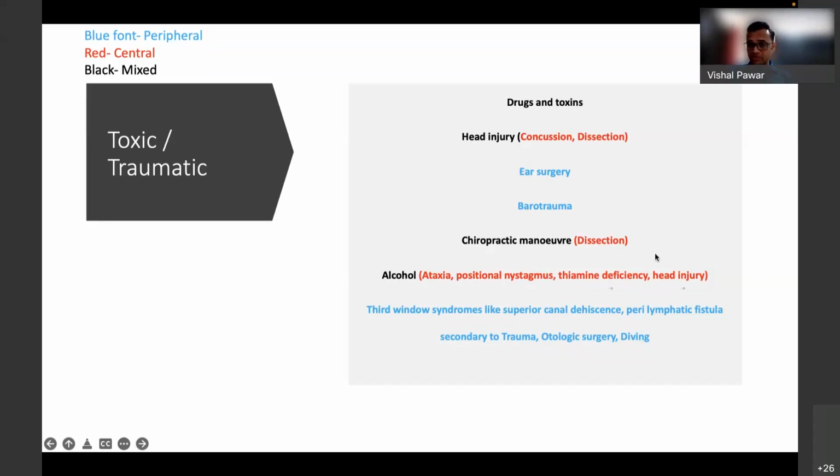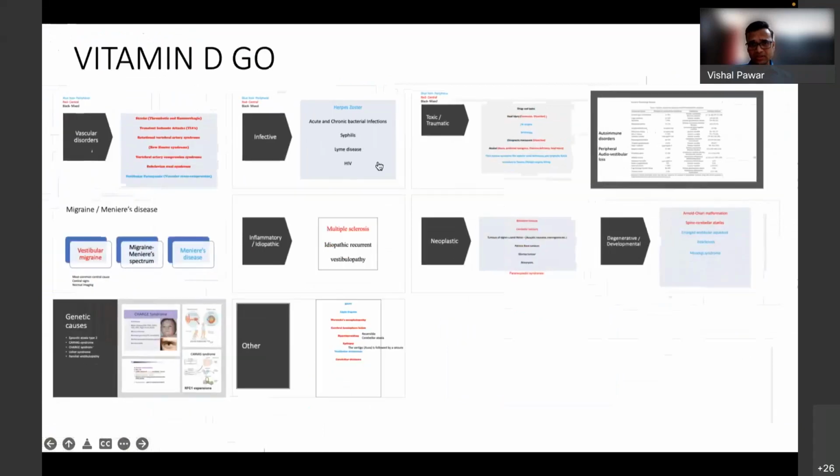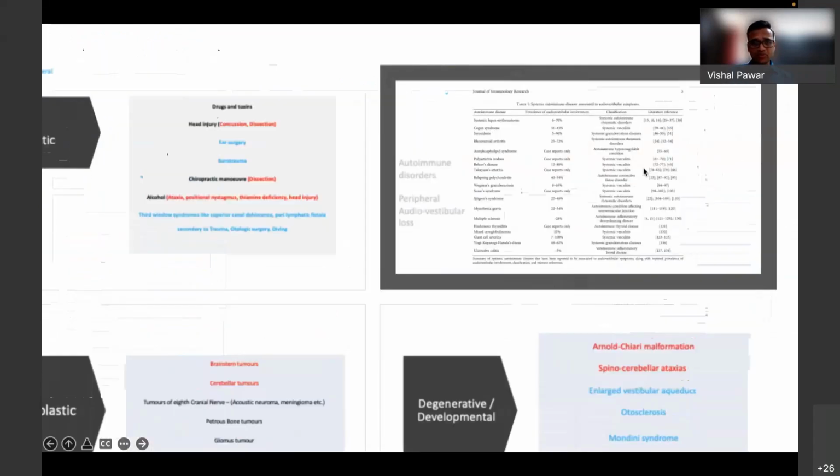Alcoholic patients can suffer head injury because of the influence of alcohol. Head injuries are very common after alcohol intake. Third window syndromes like superior canal dehiscence, perilymphatic fistula, and other things can also occur. This comes under traumatic and toxic causes. Then the next comes the autoimmune disorders.